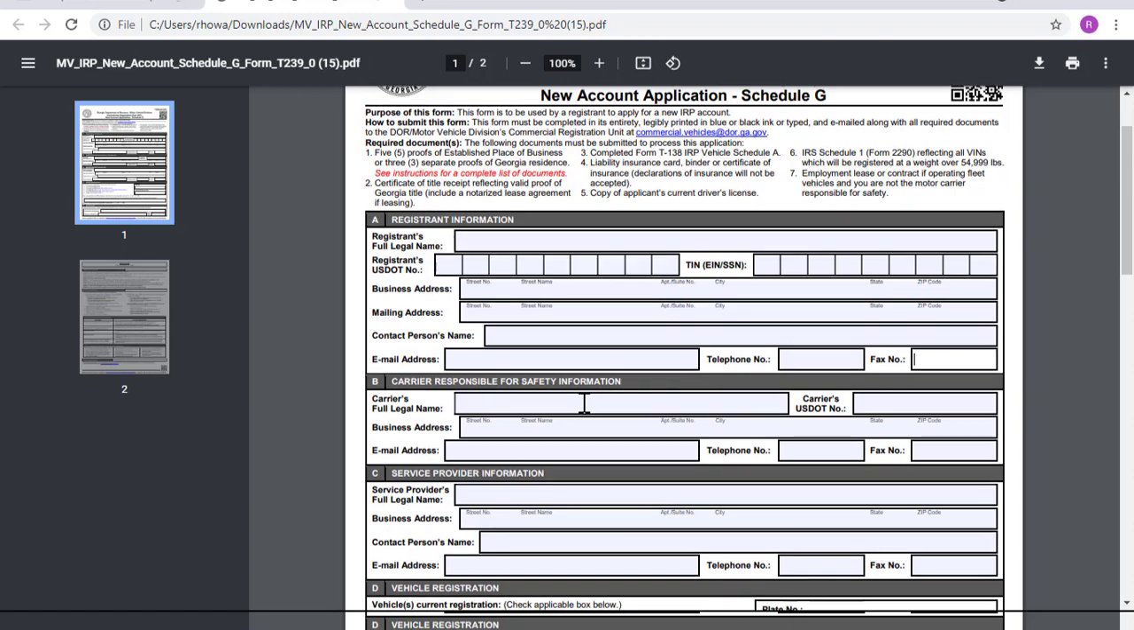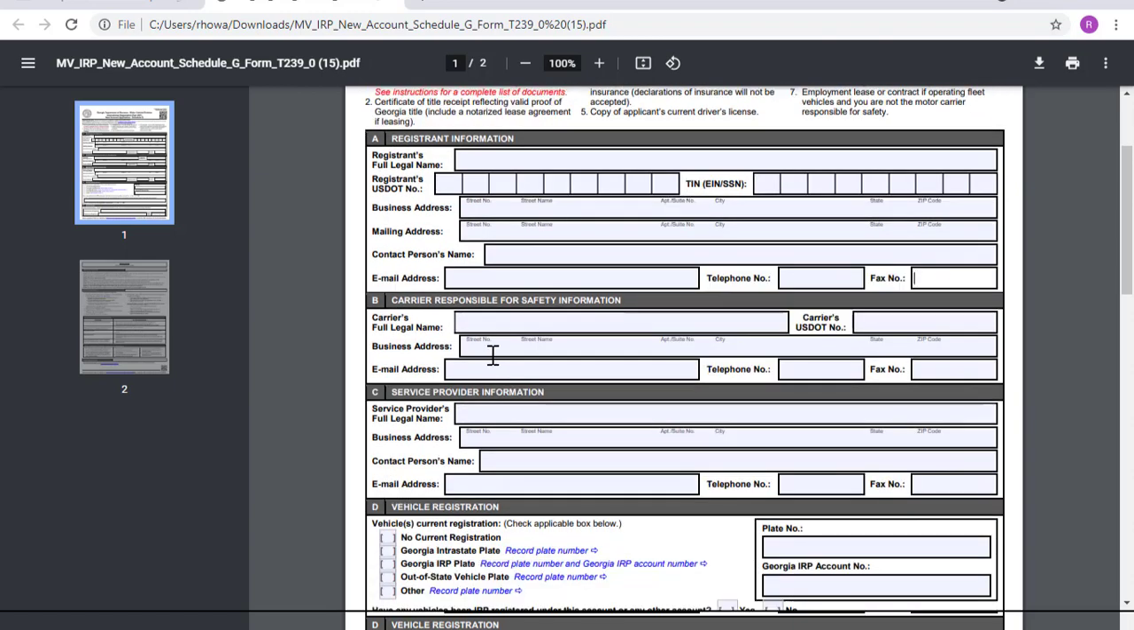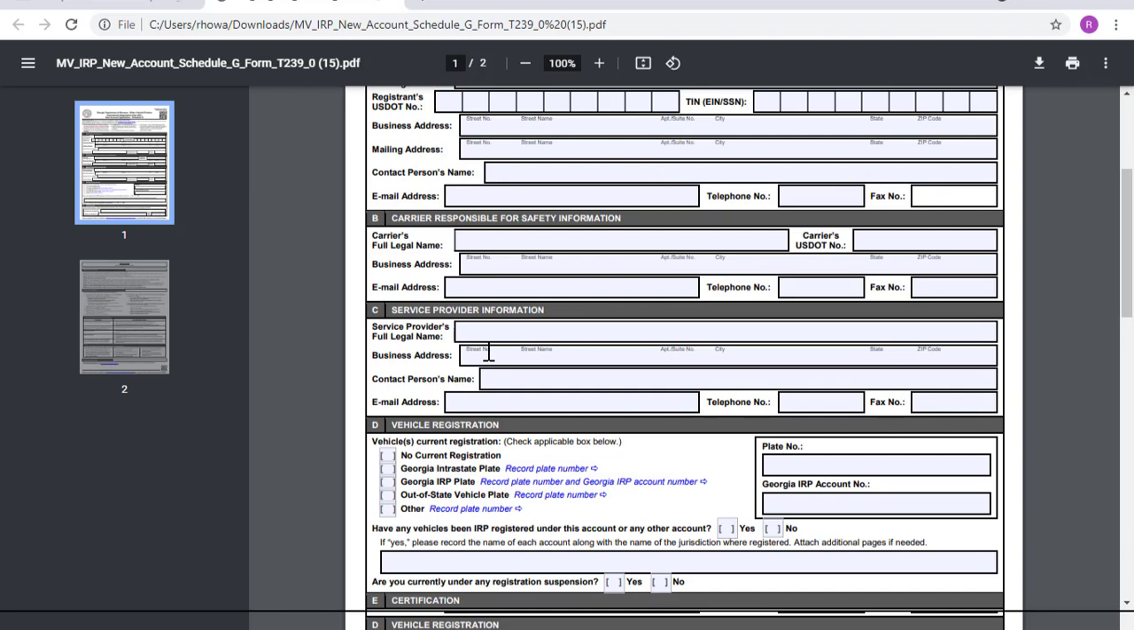Keep going with me. Let's go down to B. Okay. So for B, your carrier responsible for safety, this is going to be who? The carrier, the person that's responsible for safety. Who is that? That's the MC. That's the owner of the MC. This is the authority that's being run under. Okay. And then you're going to click over here to US DOT. That's where you're going to put the DOT number again.